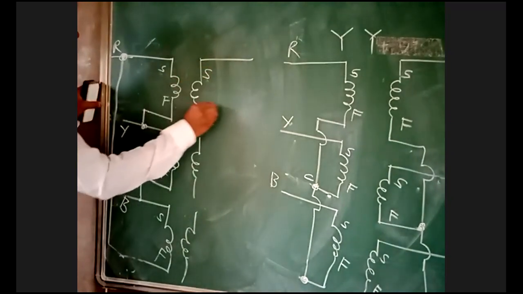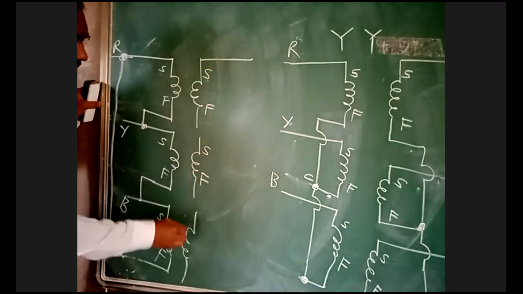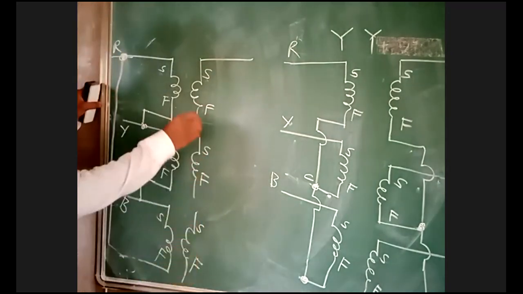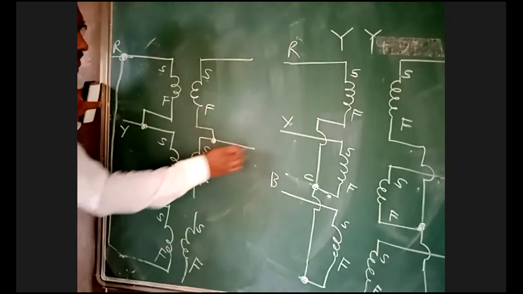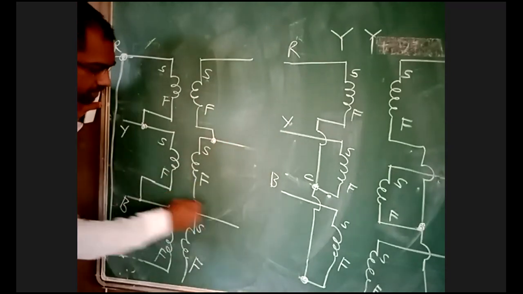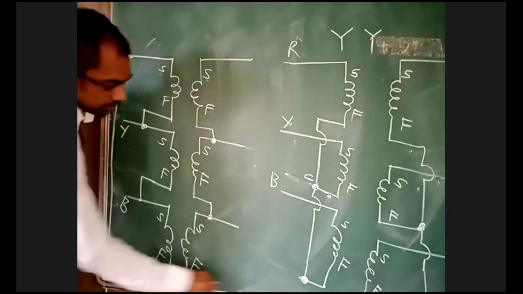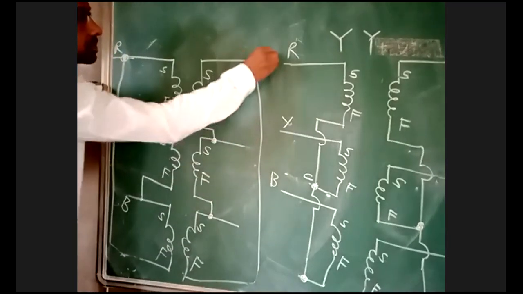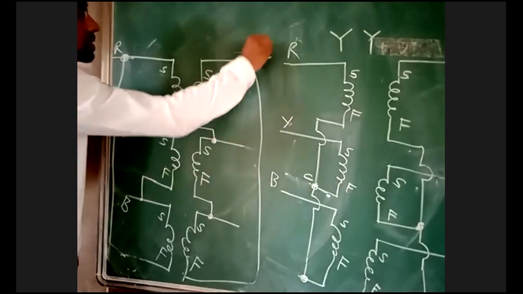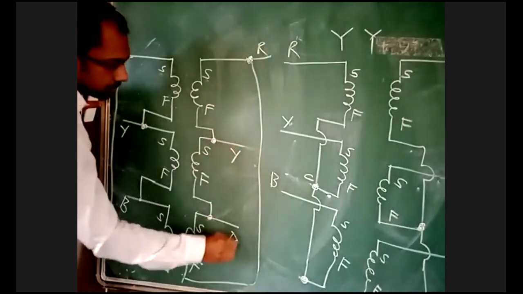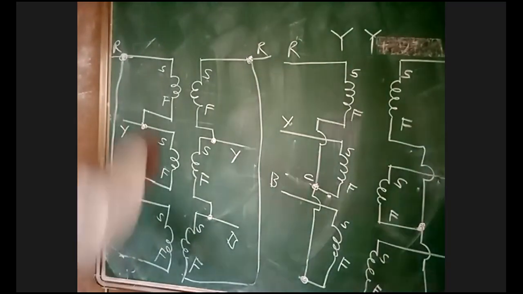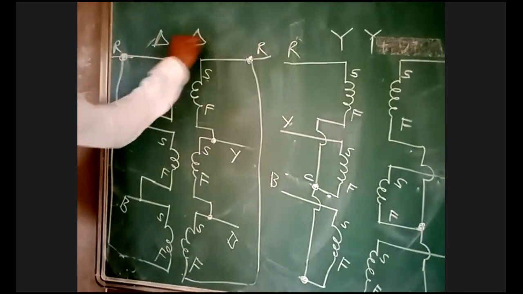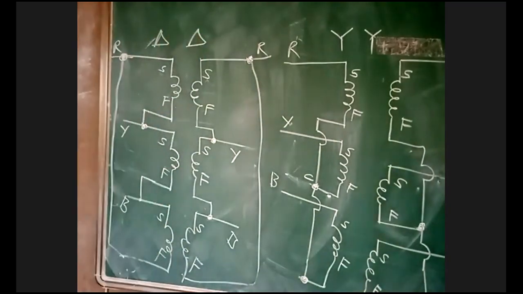This is starting, finishing, starting, finishing, starting, finishing. So finishing is connected to the starting of this coil. Finishing of this is connected to the starting of this coil. Finishing is connected to the starting of this coil. This is your R, Y and B. This is your delta connection. Primary side is delta, secondary side is delta. Draw the diagram.